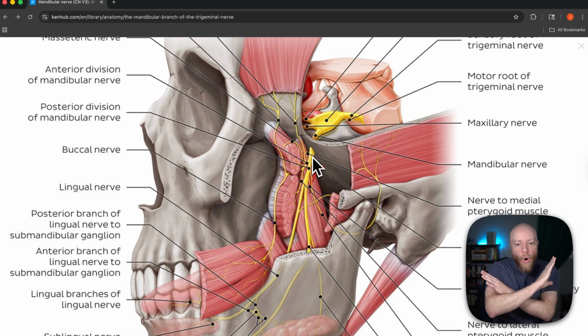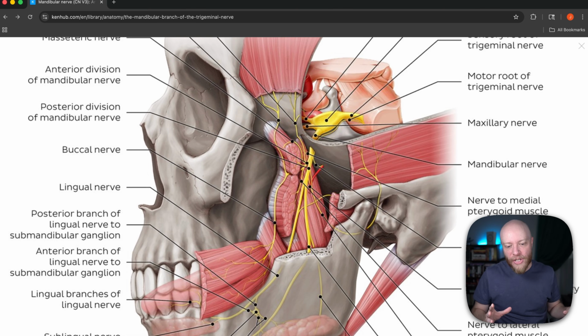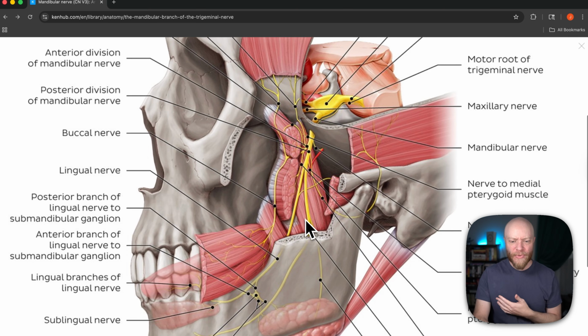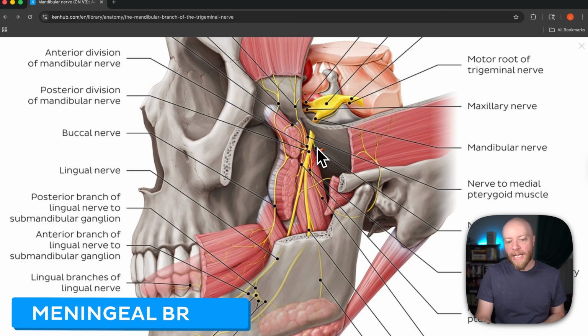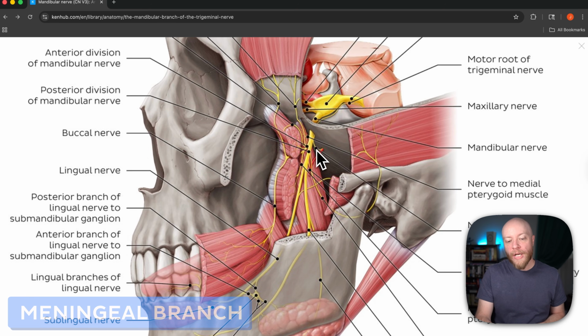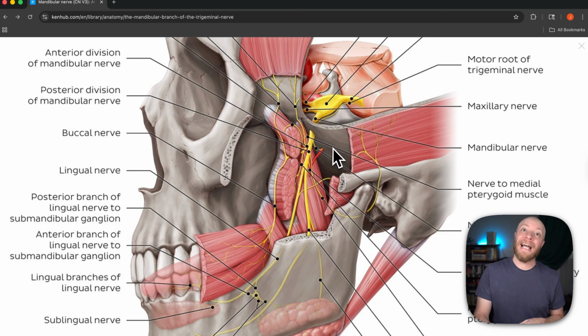So we're going to just see a whole bunch of branching that is going to happen. And before I even start name dropping, I just want to show you where this is going to a large extent, right? Once it comes out of here, there's this little offshoot right here. I will name drop here. This is the meningeal branch, right? So the meningeal nerve is going to actually go right back into the skull. I love this. It's like, I left and I'm going right back in.